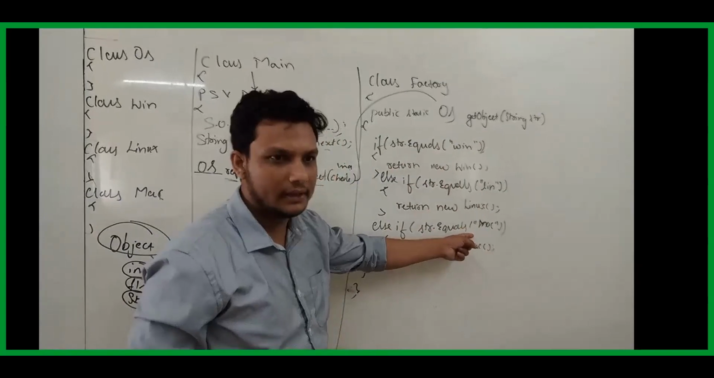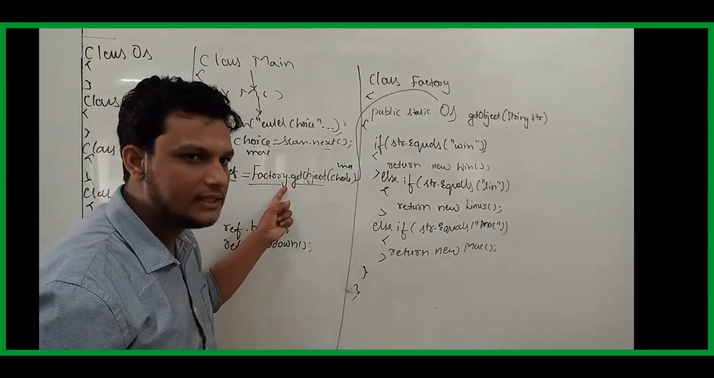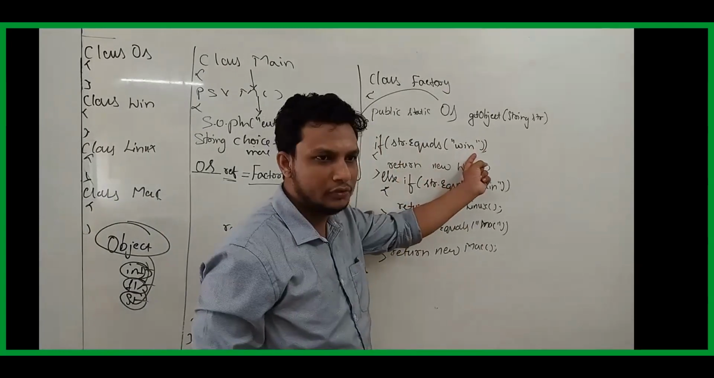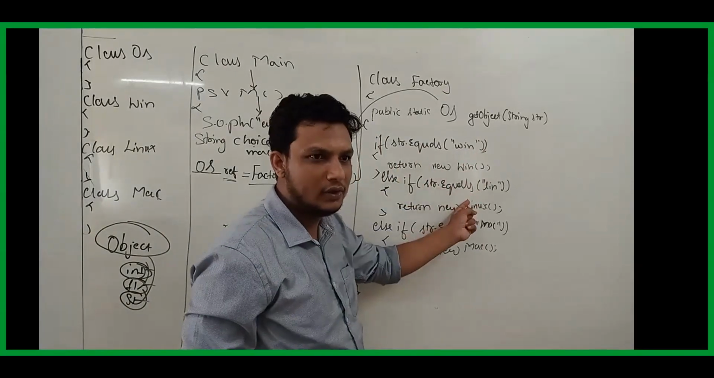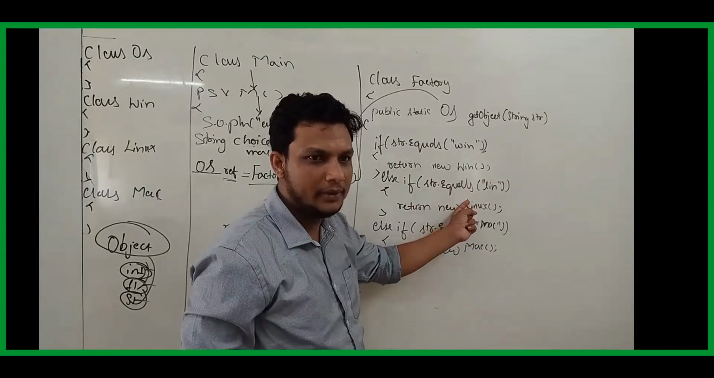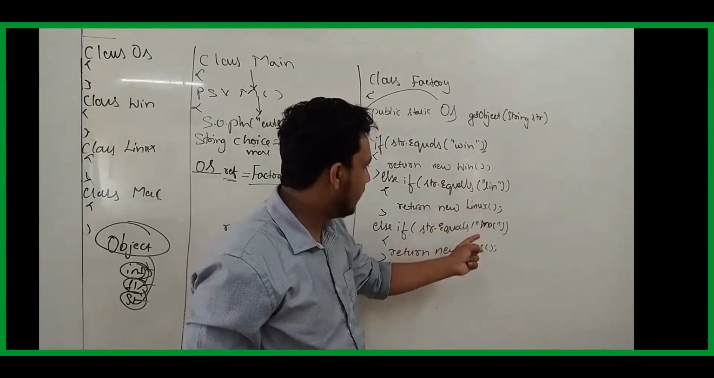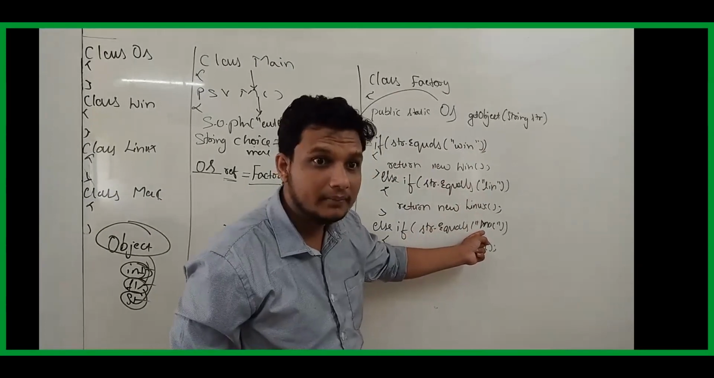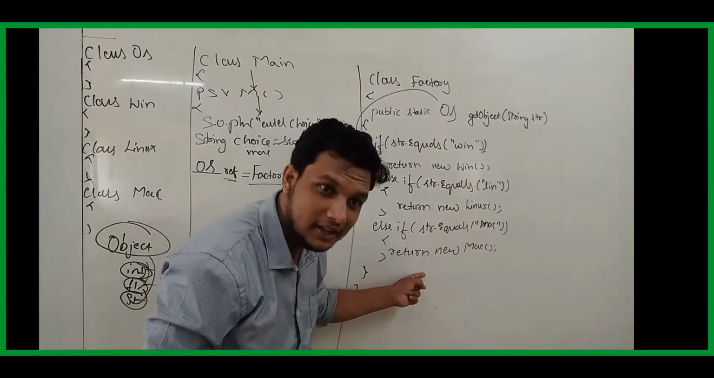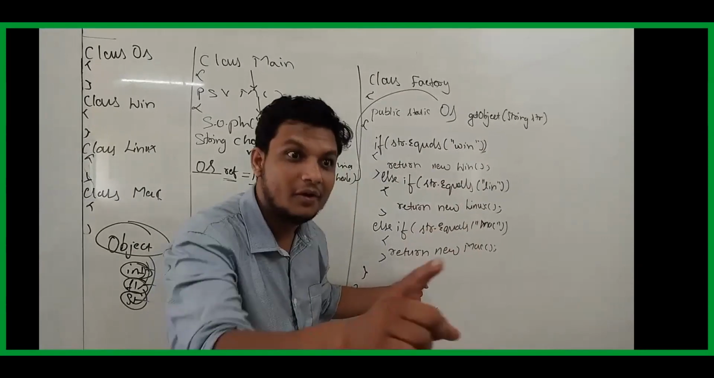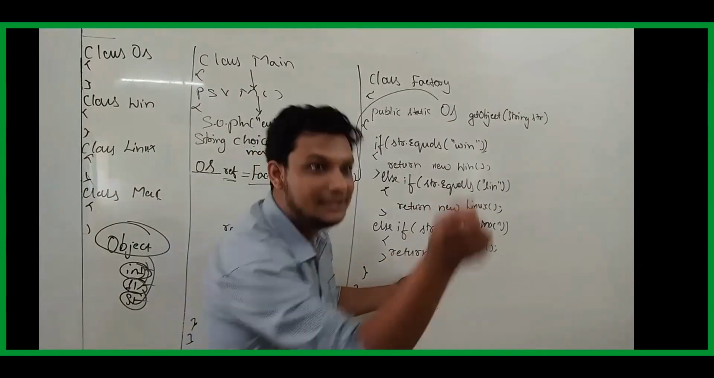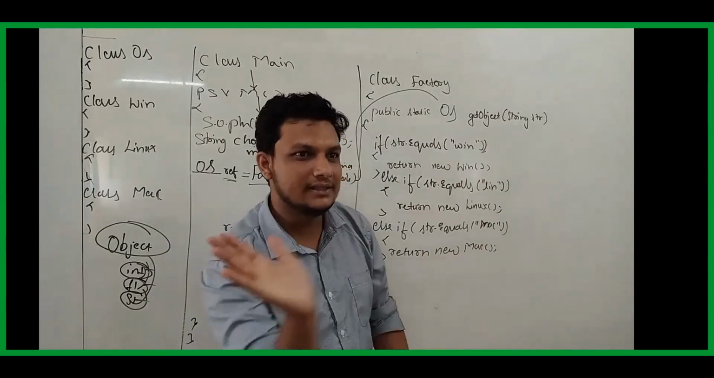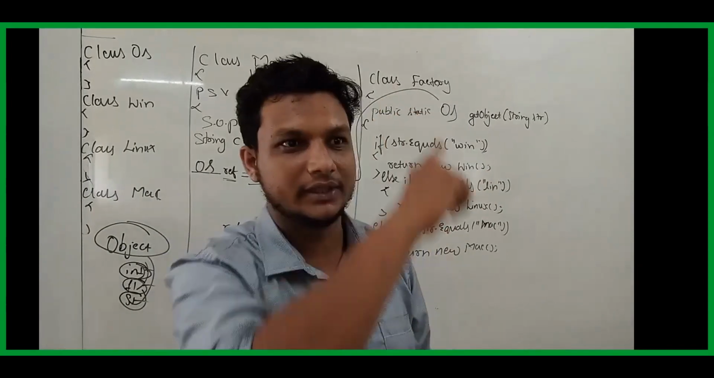Mac will return. If I pass BMW here, tell me, is BMW equal to Windows? Is it equal to Linux? Is BMW equal to Mac? Is it matching? At that time, is it returning anything? The return type of a method means something compulsorily should be returned. For BMW, nothing is returning. Hence, it is slapping us with the error, return something.